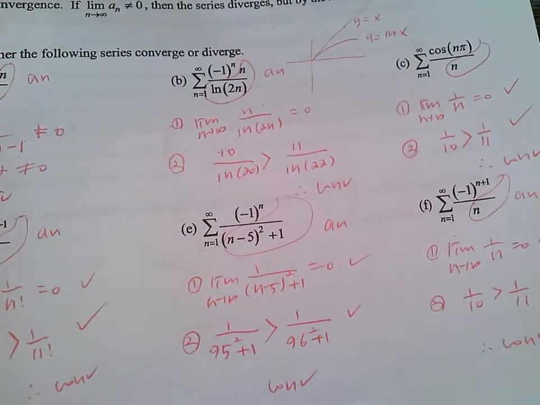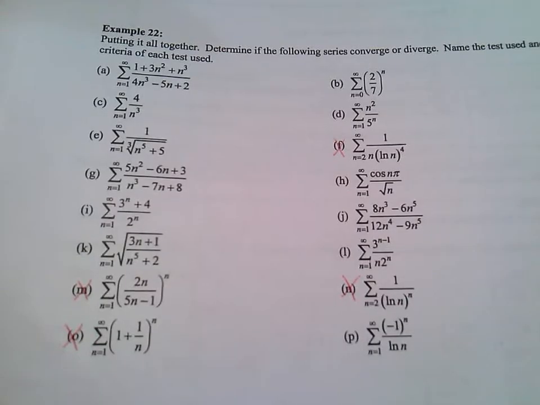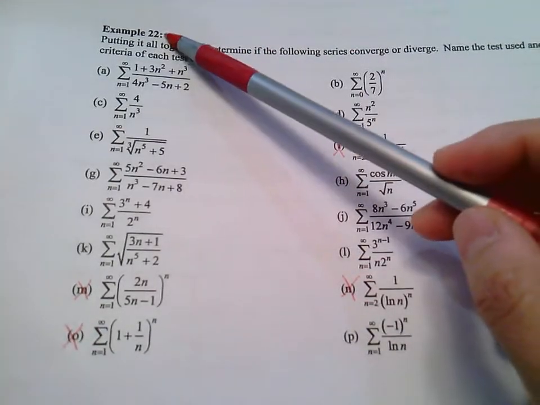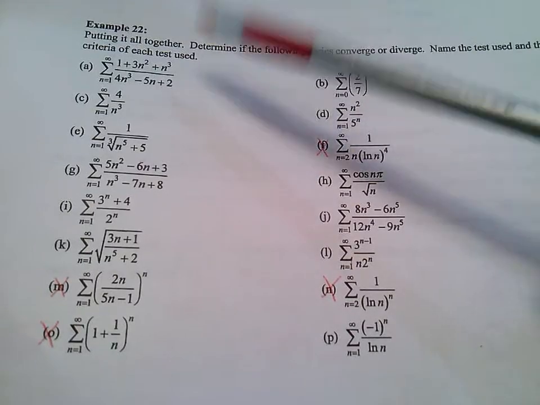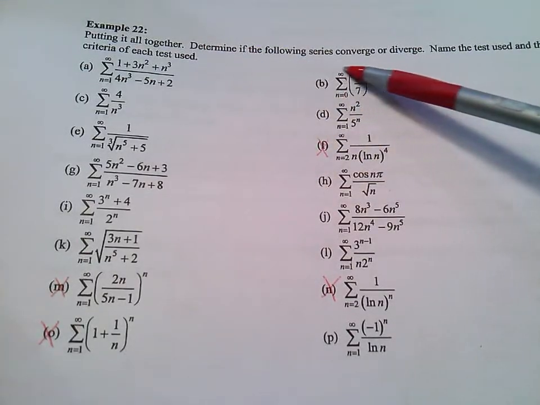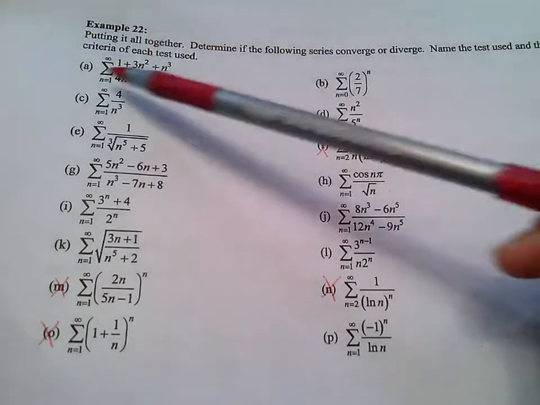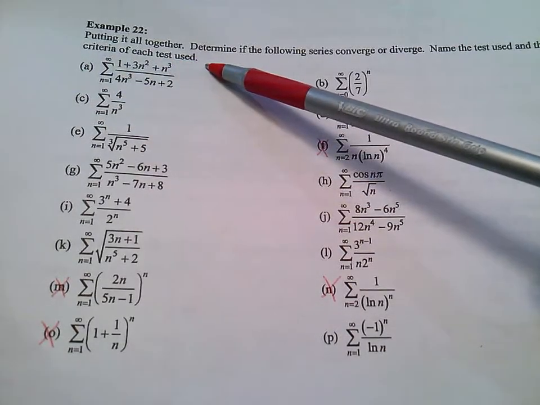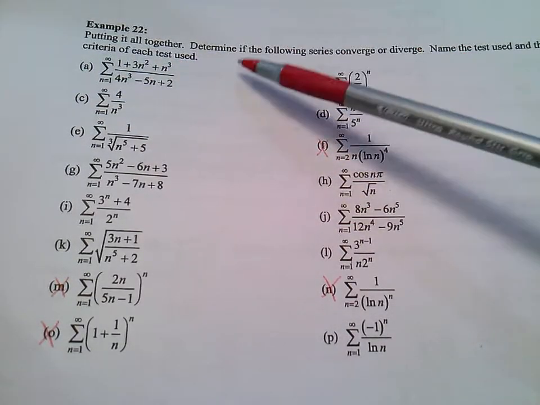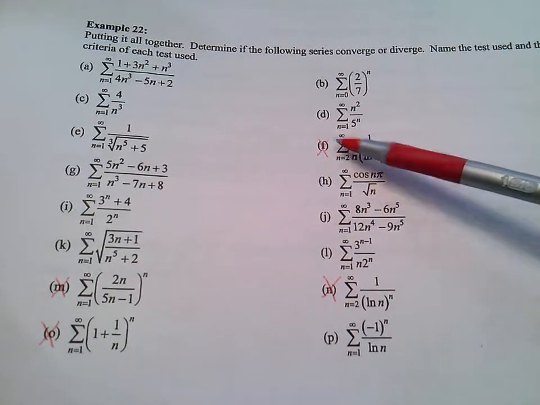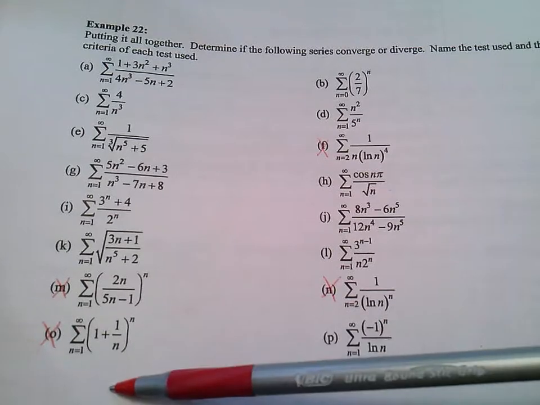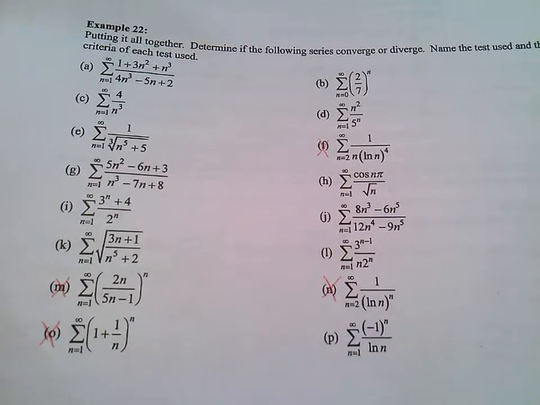So today's assignment will be example 22. This is the very last page. This one is putting it all together: determine if the following series converge or diverge. Name the test you used and the criteria of each test used. This is the homework for today, but you don't have to do F. Just cross out F, M, N, and O. Except for those 4, I think you should be able to do the rest of it. Please show your work.